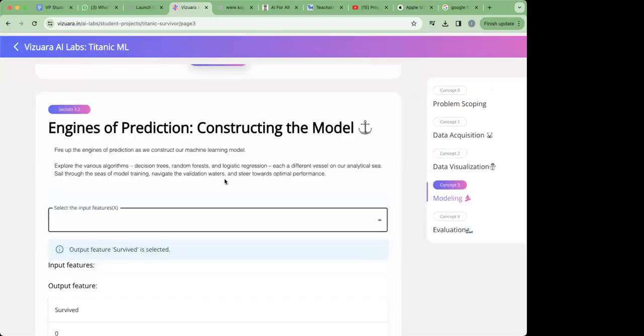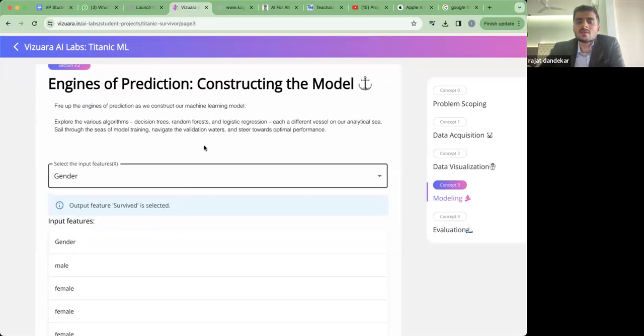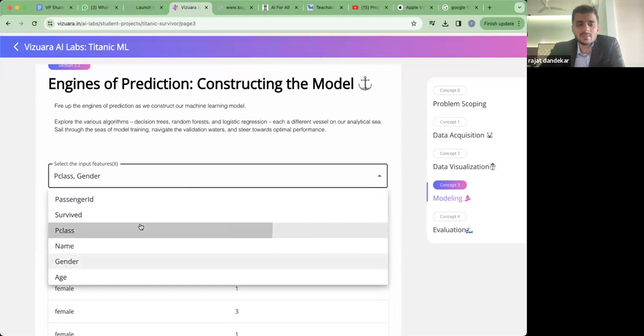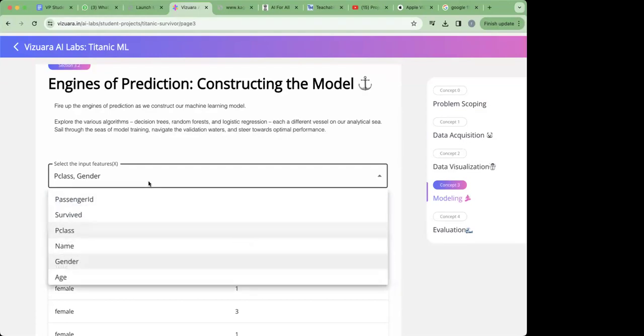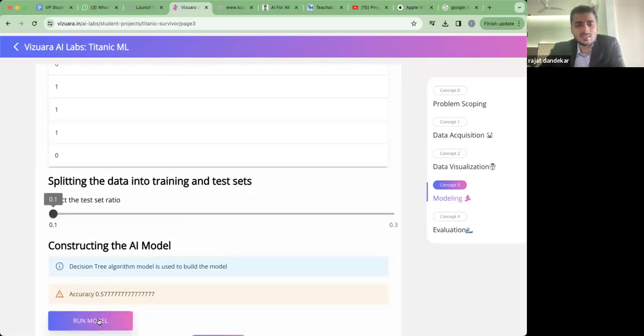Gender. Okay, gender. Anyone else? Any other feature? P class. P class, right. Any other feature we should consider? Yes, Kuldeep sir is also saying gender. Which one? Age. Okay. So let's select these three: P class, gender, and age, and let's run the model.